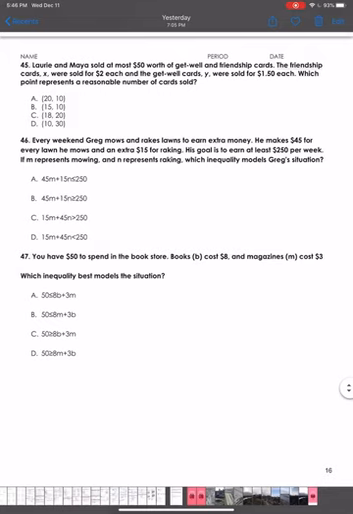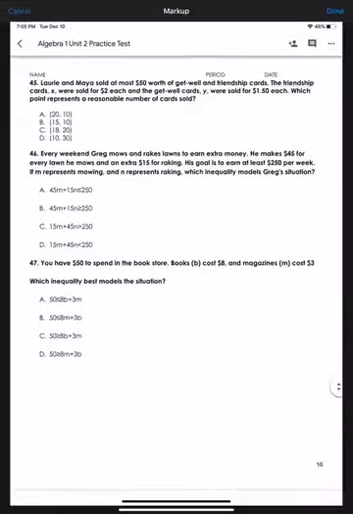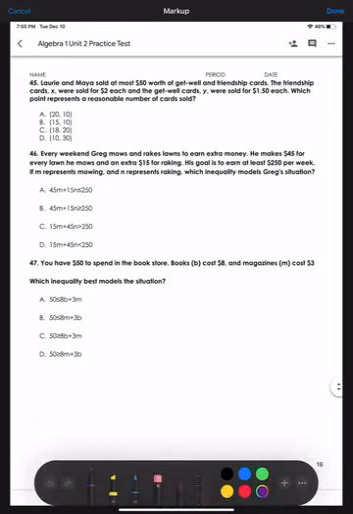All right, this is the final page. Here we go. Lori and Maya sold at most $50 worth of Get Well cards and friendship cards. The friendship cards, x, were sold for $2 each, and the Get Well cards, y, were sold for $1.50 each. Which point represents a reasonable number of cards sold?